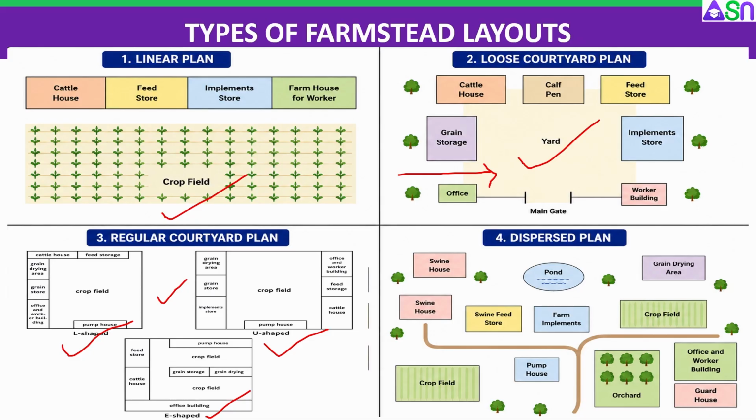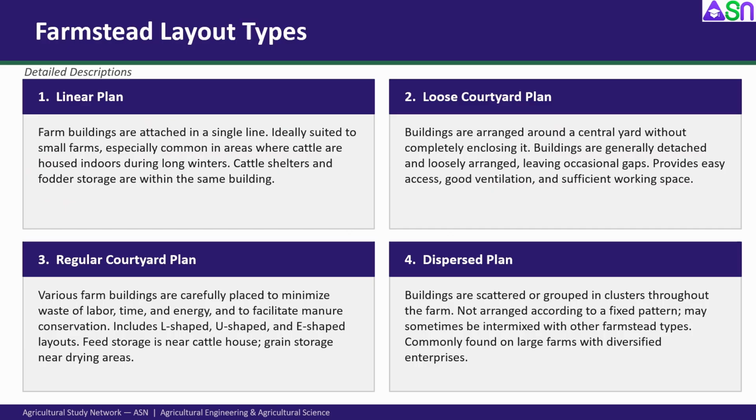In the dispersed plan, the farm buildings are scattered or grouped in clusters throughout the farm. They are not arranged according to a fixed pattern. Instead, they are distributed across the various parts of the farm based on the operational needs. This type of farmstead may sometimes be mixed with other farm layouts. This is commonly found on large farms with diversified enterprises. For example, a farm that has both crop production and multiple types of livestock and needs buildings in different locations across the farm. Every type of farmstead has its own advantage and disadvantage.